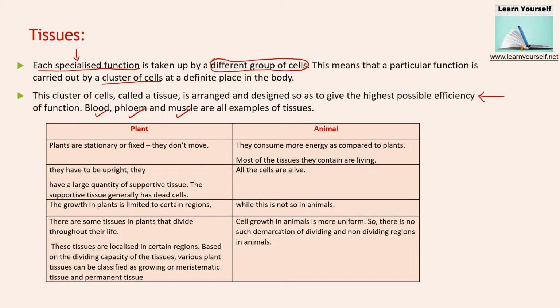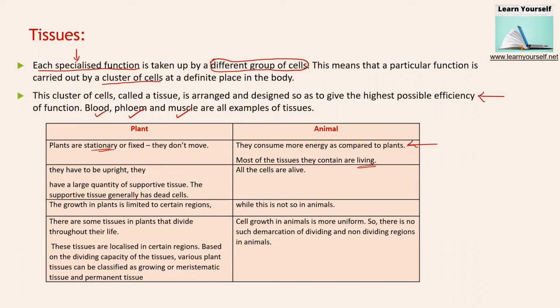The first difference is that plants are stationary, they are fixed, they cannot move, whereas animals consume more energy as compared to plants. This is one of the reasons why animals consume more energy: they are not stationary, they are moving all the time. Most of the tissues plants contain are living tissues.